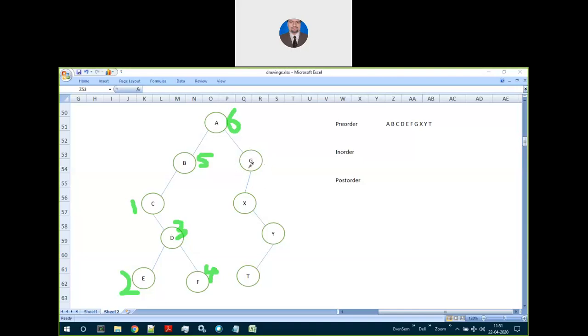I have to go into its left. Who is its left? X. Now is this X making a subtree? Yes, it is making a subtree. Since it doesn't have a left, it has only a right. So which one will I be reading first now?